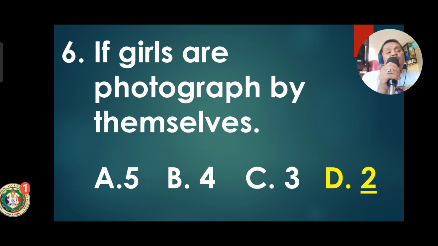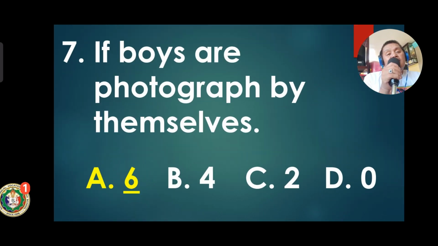Number 6. If girls are photographed by themselves, so only girls are photographed by themselves. We have letter A, 5; B, 4; C, 3; and letter D, 2. The possible answer is 2. Again, do not rely on this answer. Maybe this is only a possible answer. Please solve. And number 7, if boys are photographed by themselves: letter A, 6; letter B, 4; letter C, 2; letter D, 0. The possible answer there is 6.